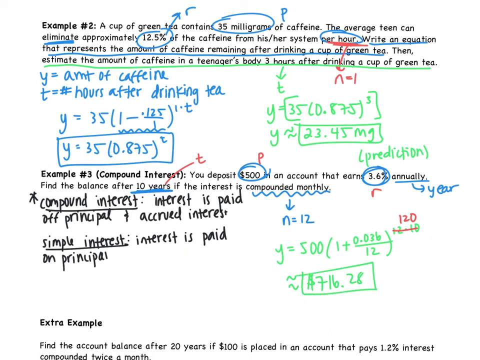Okay, so that means if you put in $500 initially, in 10 years you're actually going to have $716.28. Now, initially, you might not think that's a lot, but you haven't done anything. The money's just been sitting there. So you've been earning just by the money sitting in the account.